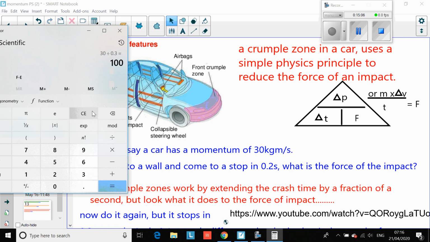What if I can extend it by 2/10 of a second? Okay, so now 30 kilograms meters per second divided by 0.4.